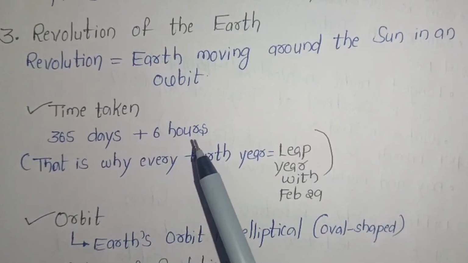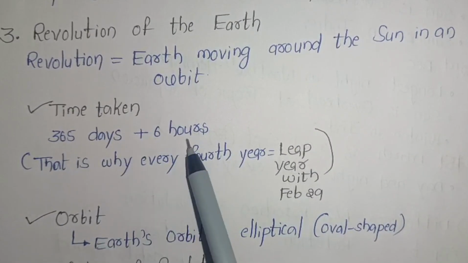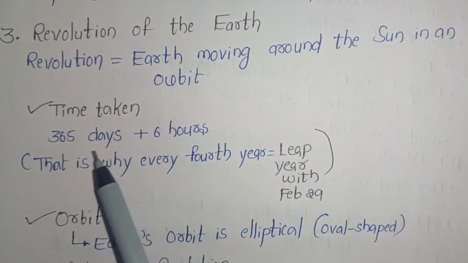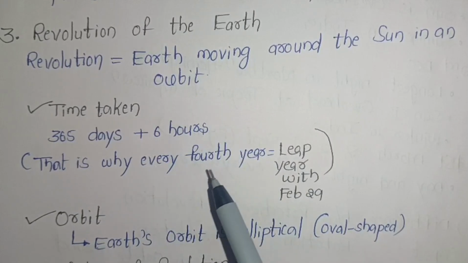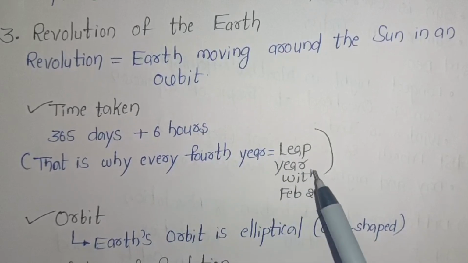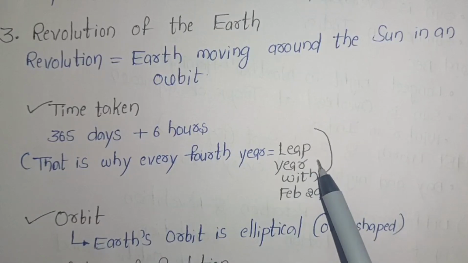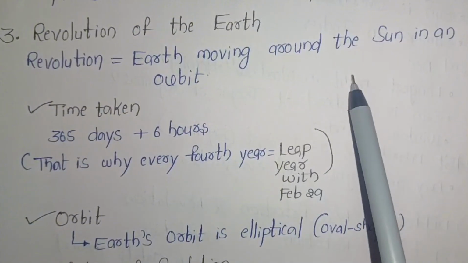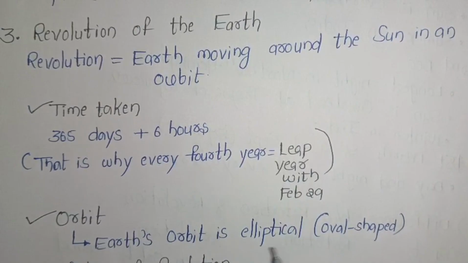In the first year, it will revolve 365 days plus 6 hours. In the second year, 365 days plus 6 hours. In the third year, also 365 days plus 6 hours. In the fourth year, also 365 days plus 6 hours. These 4 years of 6 hours are considered as one day, February 29. We call that year a leap year. The revolution is the earth revolving around the sun in an orbit, and the earth's orbit is elliptical, oval shaped.